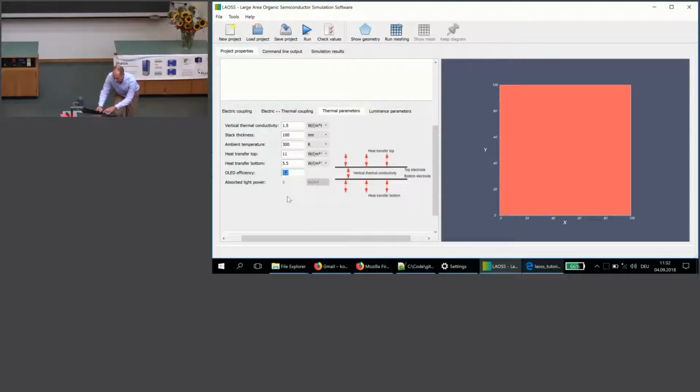OLED efficiency. This is how much is converted into light and how much is converted into thermal energy. Considering that some power is transformed into light output, 20% is a typical light out-coupling efficiency of an OLED. So here we can enter 20% as light power output, and 80% would be Joule power.